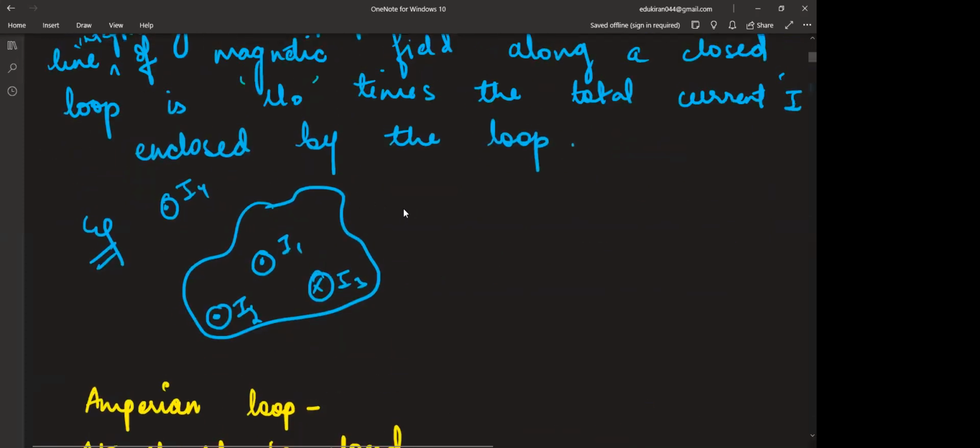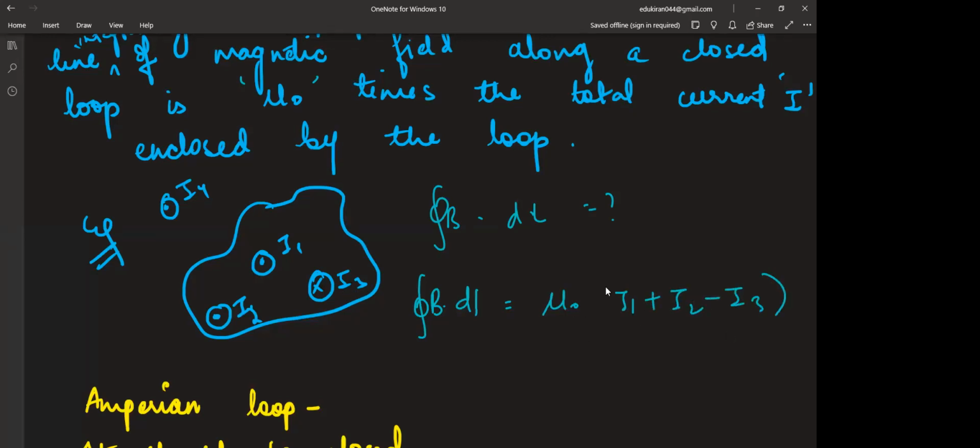And one more thing. If there are a number of Amperean loops, and I ask you what the integral of B dot dl is, it is equal to the currents that are only enclosed. So I4 will not be included. You will only include I1, I2 and I3. I1 and I2 are in the same direction, so let us take them as positive: I1 plus I2. Since this one is inwards, let us take it as negative because of the sign convention. You will not include I4 because it is not within the enclosed loop.